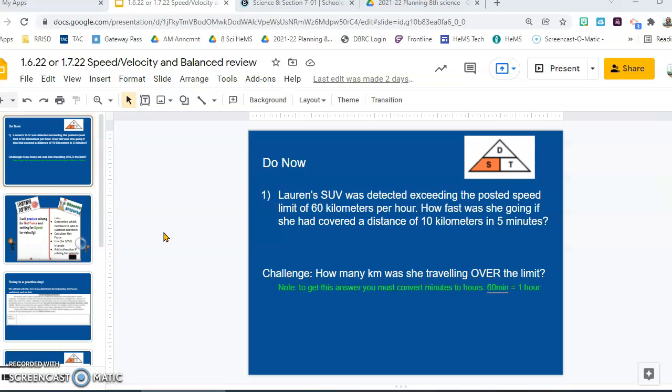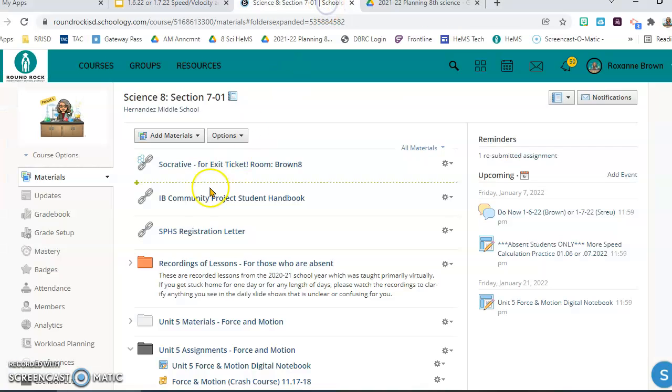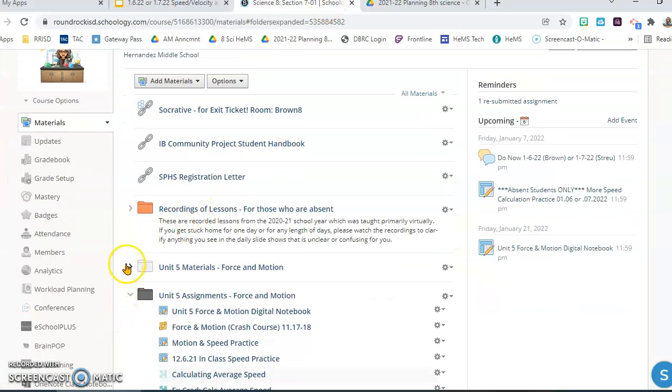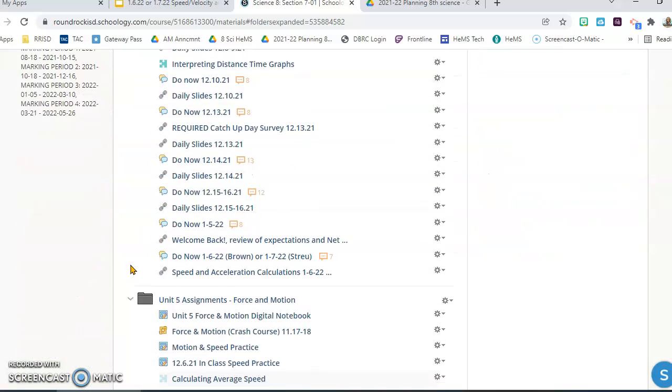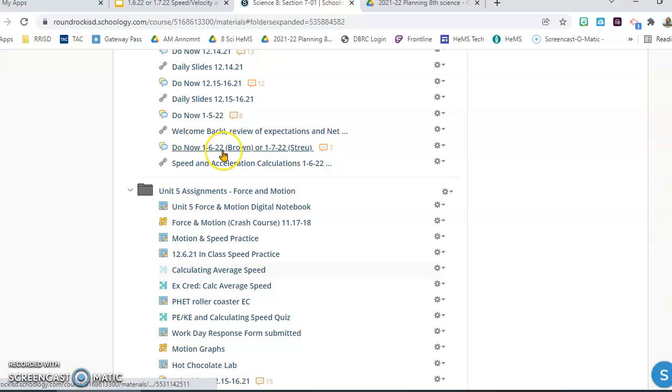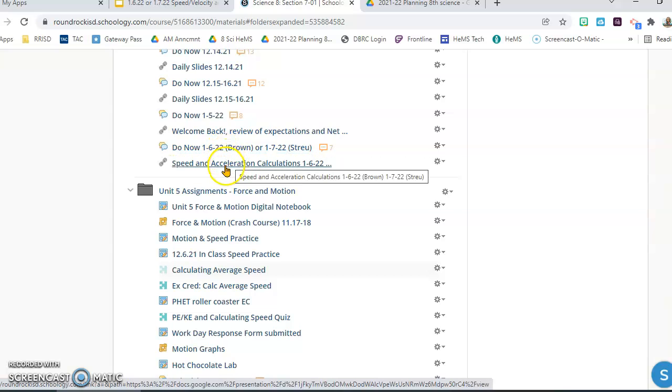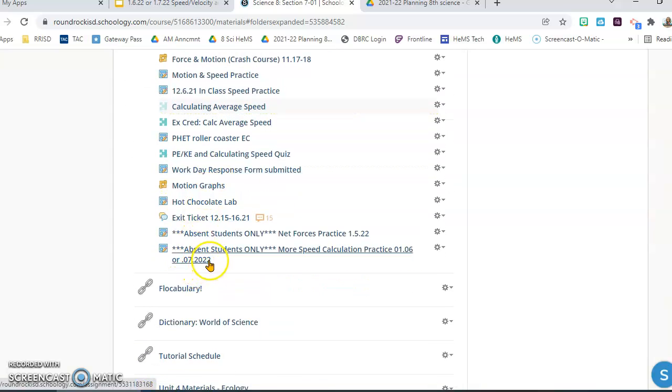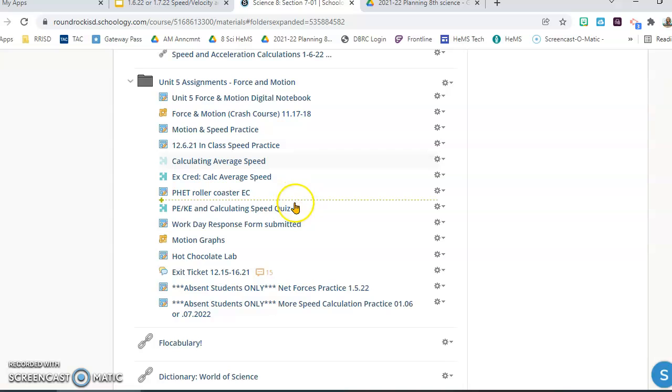It is in Schoology. So let's take a look here. Again, it's in your materials folder, all the way down here at the bottom. Do Now. And here is the speed calculations slideshow that we're going to look at today. We're going to work on a sheet. If you were absent, here is the speed calculation practice sheet for you to do. That's always where the work is.